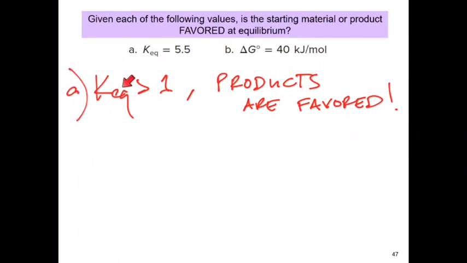So when the equilibrium constant is greater than 1, that tells us that the concentration of the products is greater than the concentration of the reactants, which suggests that we have more products than reactants at equilibrium. Hence, the products are favored.